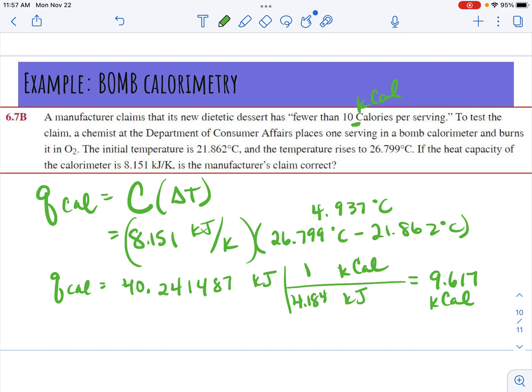This is still the calorimeter. If we were talking about the food, this means that it's negative 9.617 kilocalories that the food gave off. And so we could say that, yes, there are fewer than 10 calories per serving. So this is kind of how you use the two. We'll practice in class.